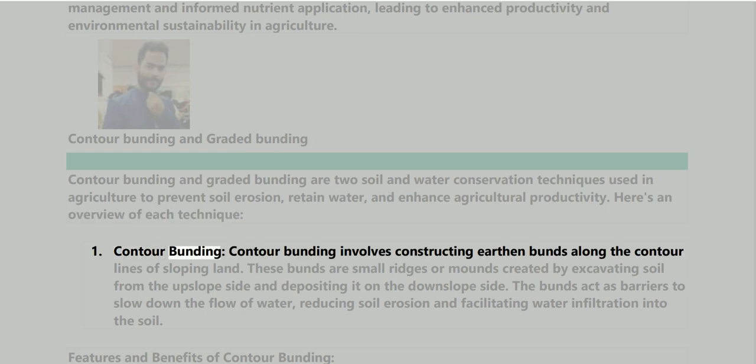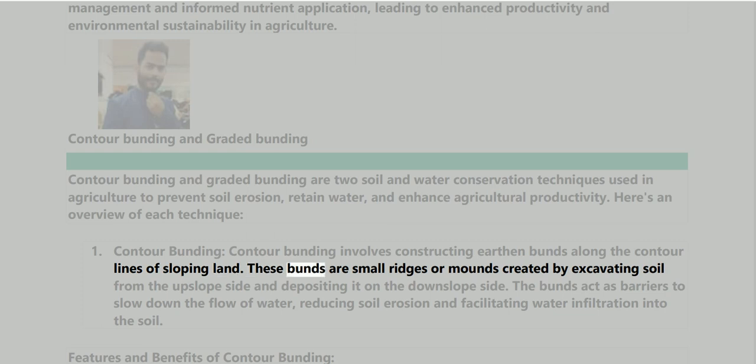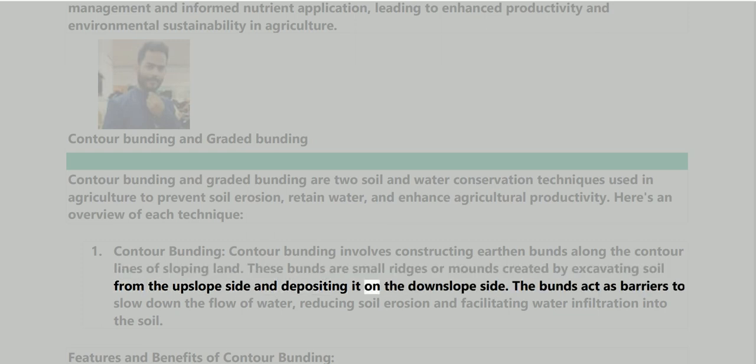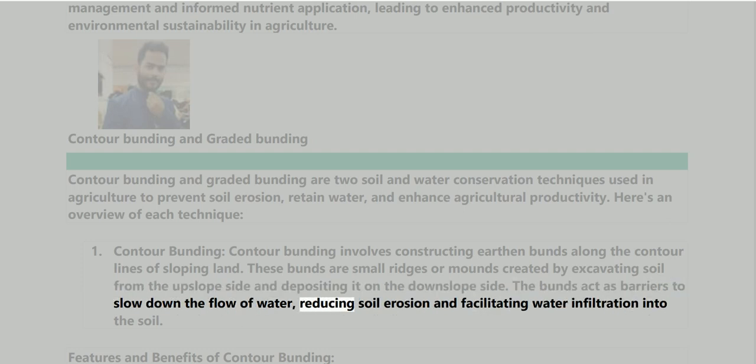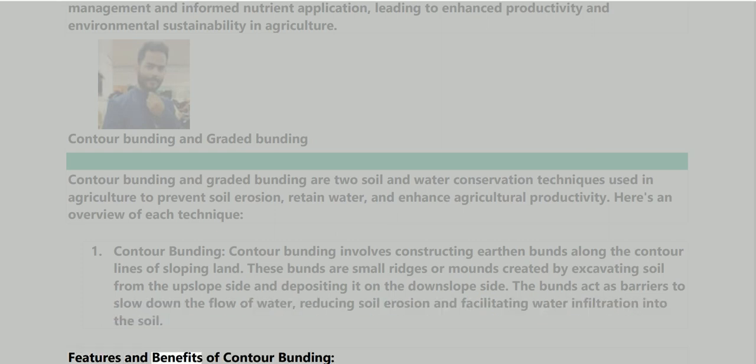1. Contour bunding. Contour bunding involves constructing earthen bunds along the contour lines of sloping land. These bunds are small ridges or mounds created by excavating soil from the upslope side and depositing it on the downslope side. The bunds act as barriers to slow down the flow of water, reducing soil erosion and facilitating water infiltration into the soil. Features and benefits of contour bunding.